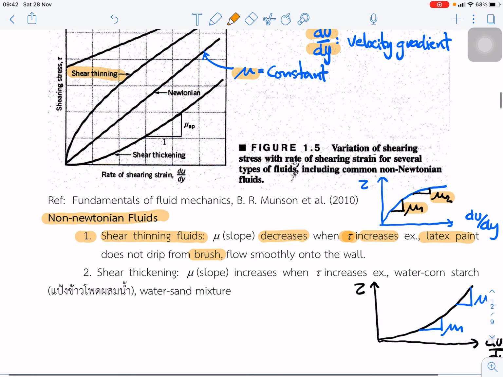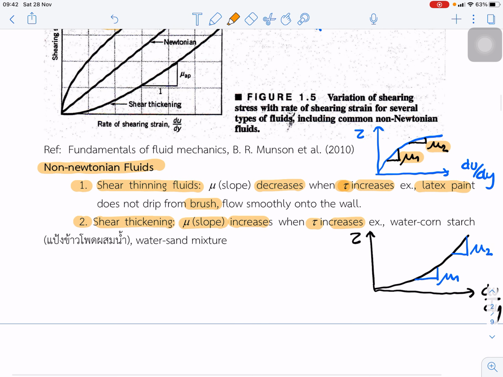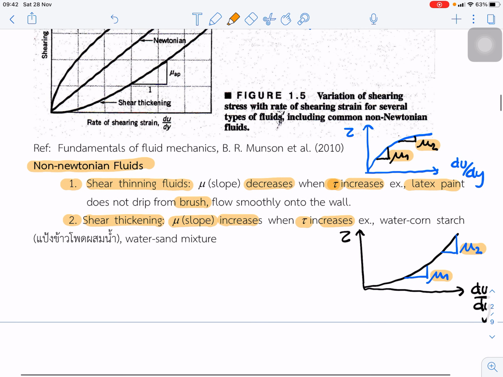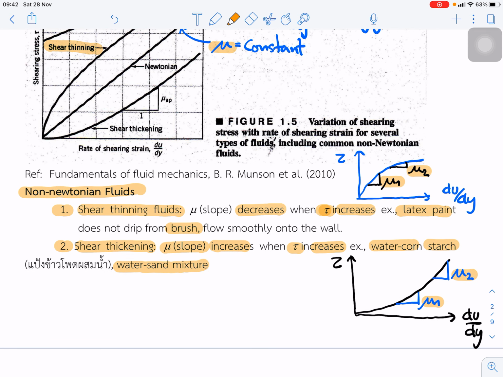The second case we call shear thickening. It means the mu increases as the shear increases. So once the shear stress increases, the mu increases. Examples of this are water with corn starch, or a water and sand mixture. Okay, I will show you a clip about non-Newtonian fluid and viscous flow.